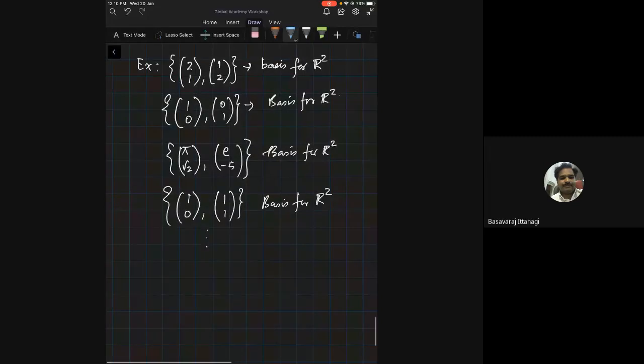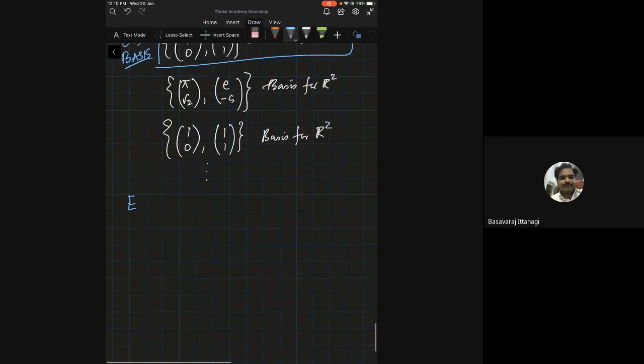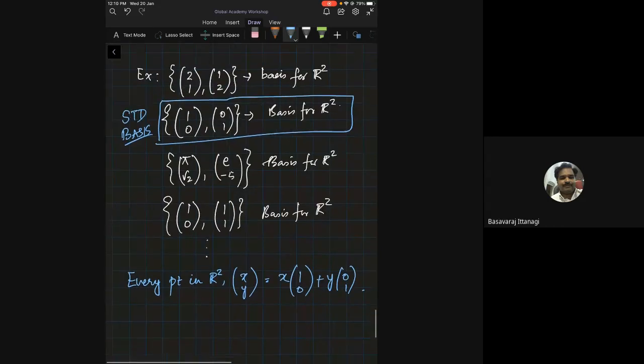Out of all these, this fellow is called the standard basis, because every point in R2, say (x, y), can be expressed as x times (1, 0) plus y times (0, 1). Therefore, (1, 0), (0, 1) form the standard basis or trivial basis. Is this okay? Is this fine? Shall we go ahead?